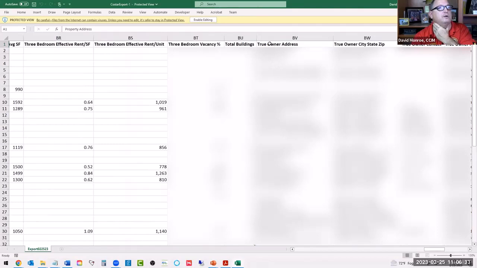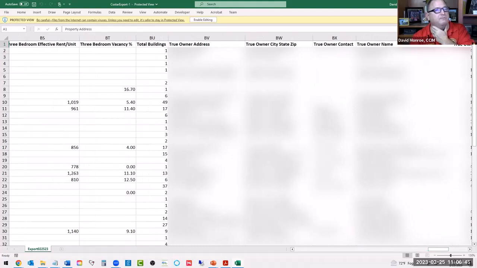So now we get into true owner and true owner contact. Here's a tip when you're looking at this. If the true owner name and true owner contact is the same person or same name, that's going to be a mom and pop. Like this one, true owner contact is Deirdre Donadio, and same with true owner name. That is a mom and pop. There's no LLC here. Same with this one. There's no LLC here. That is a mom and pop.